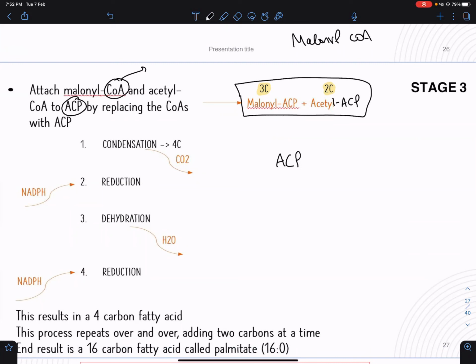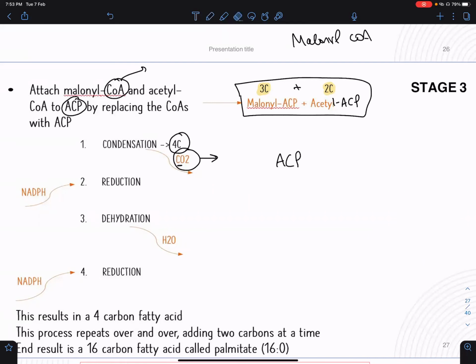Okay, so what's the first reaction? It's condensation. Condensation is when you take 2 things and make them one. So the malonyl ACP is gonna combine with the acetyl ACP to give you one big molecule. And in the process, carbon dioxide is released. So if you look closely, you're losing a carbon here. So instead of them adding up to a 5, because 3 plus 2, you now have a 4 carbon molecule.